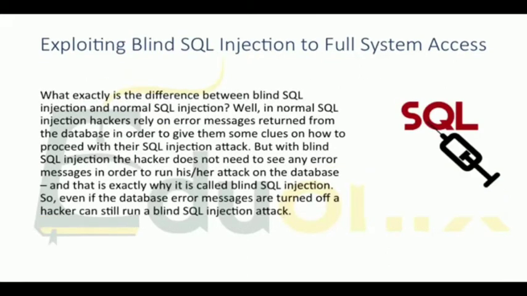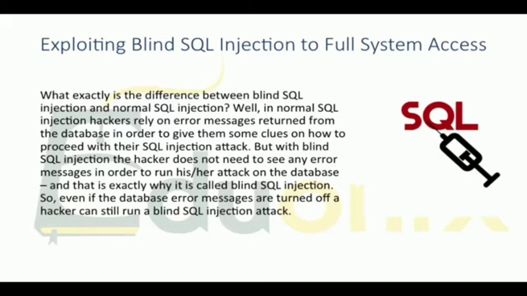So, exploiting blind SQL injection to full system access. What exactly is the difference between blind SQL injection and normal SQL injection? Well, in normal SQL injection, hackers rely on error messages returned from the database to give them some clue on how to proceed with their attack. But with blind SQL injection, the hacker does not need to see any error message in order to run their attack on the database. And that is exactly why it's called blind SQL injection.